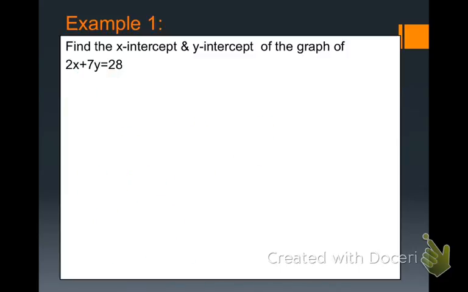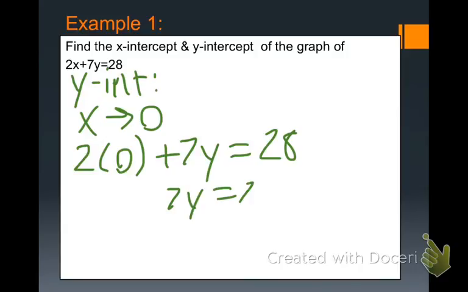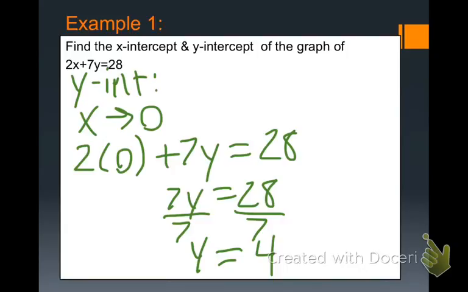Now to find the y-intercept, remember we want to make x 0. So again, plugging in 0 for x, 2 times 0 plus 7y equals 28. 2 times 0 is just 0, so we're left with 7y equals 28. Then, to solve for y, divide by 7 on both sides, and y is equal to 28 divided by 7, which is 4. So, we've just found that our x-intercept is 14, and our y-intercept is 4. In other words, this equation crosses the x-axis at positive 14 and the y-axis at positive 4.